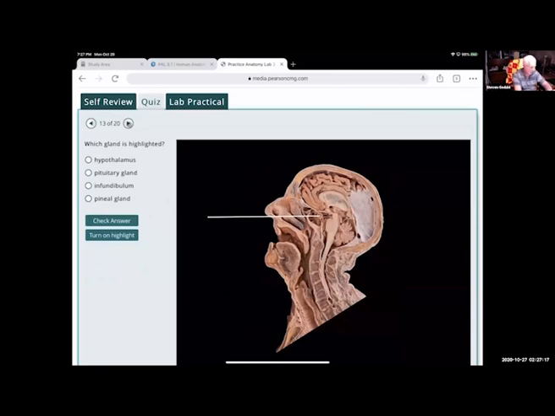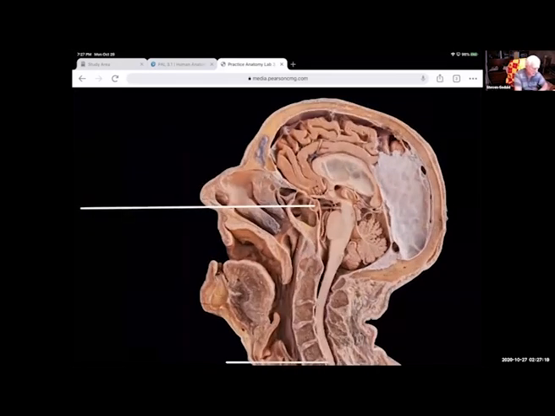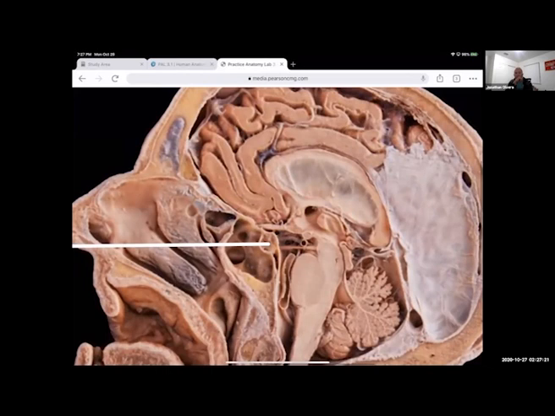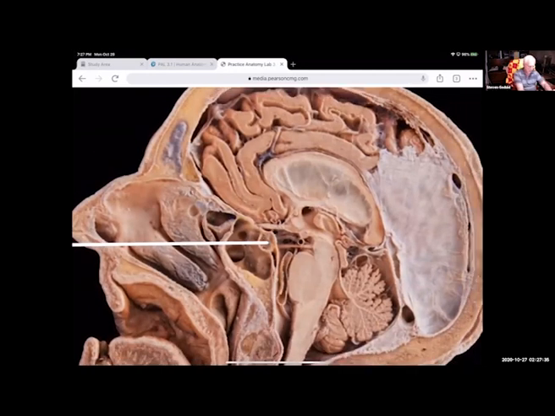All right, and that's pointing to the pituitary? Yeah, pituitary. Here's your thalamus. Here's your hypothalamus. Here's the infundibulum, and it connects to the pituitary. So there's your pituitary gland.